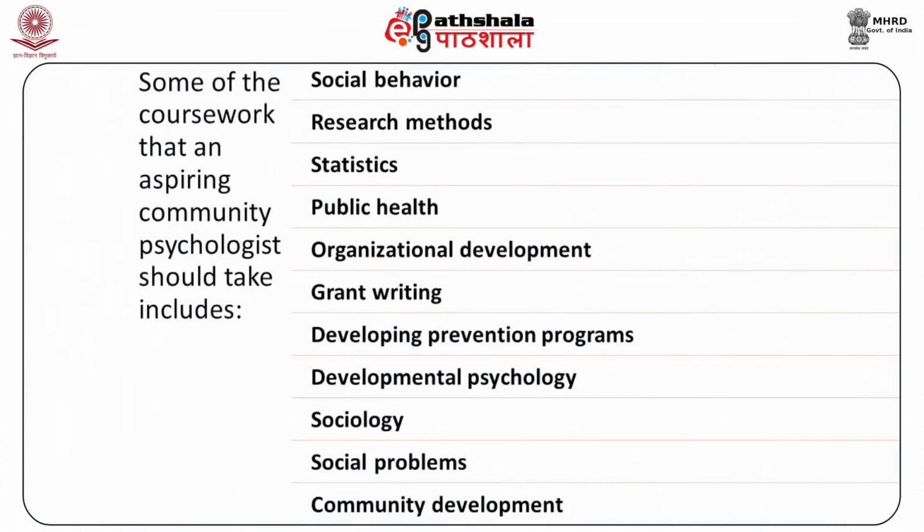Some of the coursework that an aspiring community psychologist should take include social behavior, research methods, statistics, public health, organizational development, grant writing, developing prevention programs, developmental psychology, sociology, social problems, and community development.